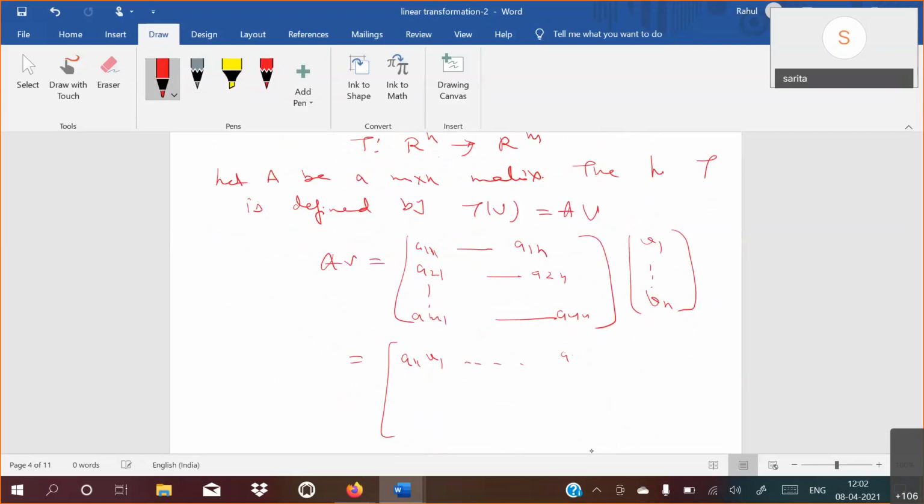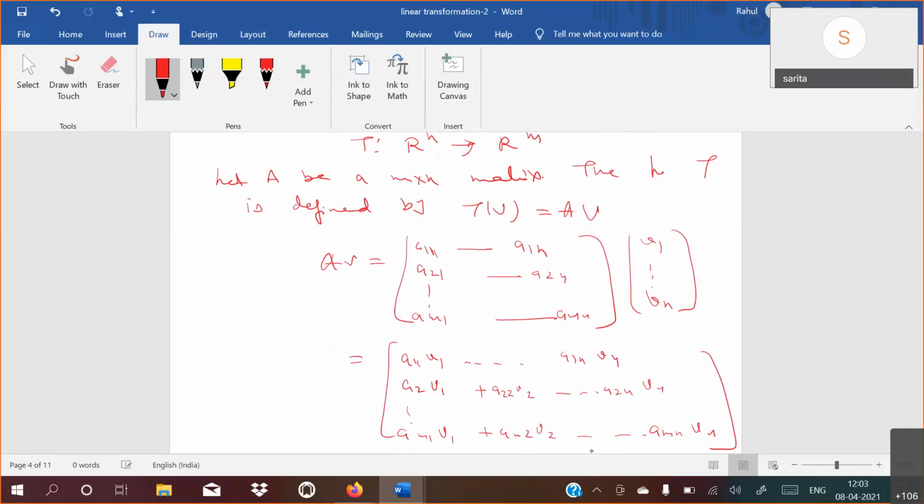So till now we have understood this much, and I am hoping that it is clear. So this gives a21 v1 plus a22 v2 up to a2n vn, and am1 v1 plus am2 v2 and so on, up to amn vn.